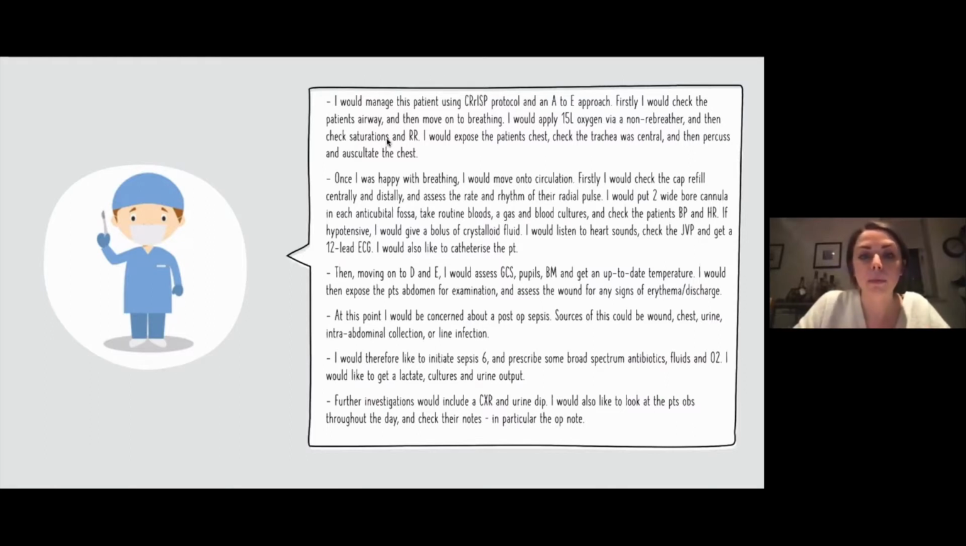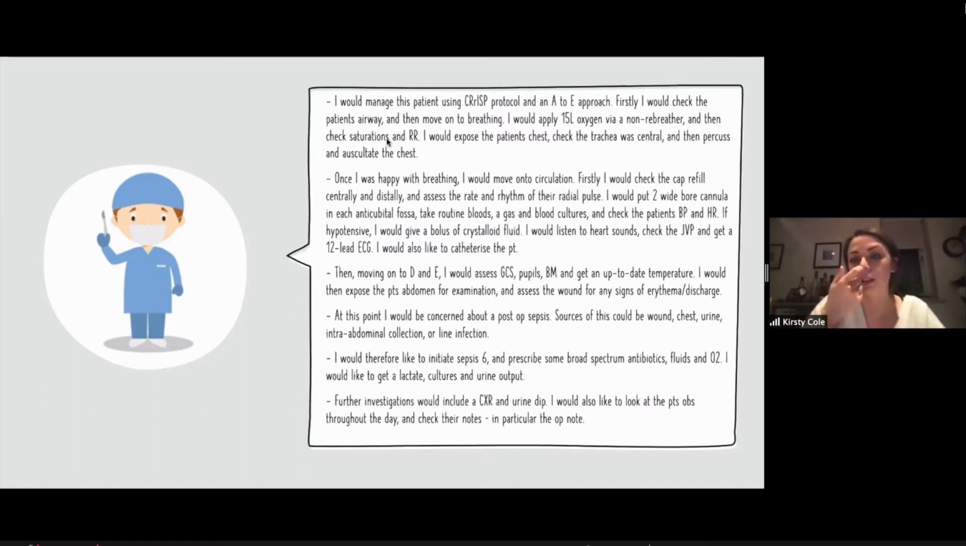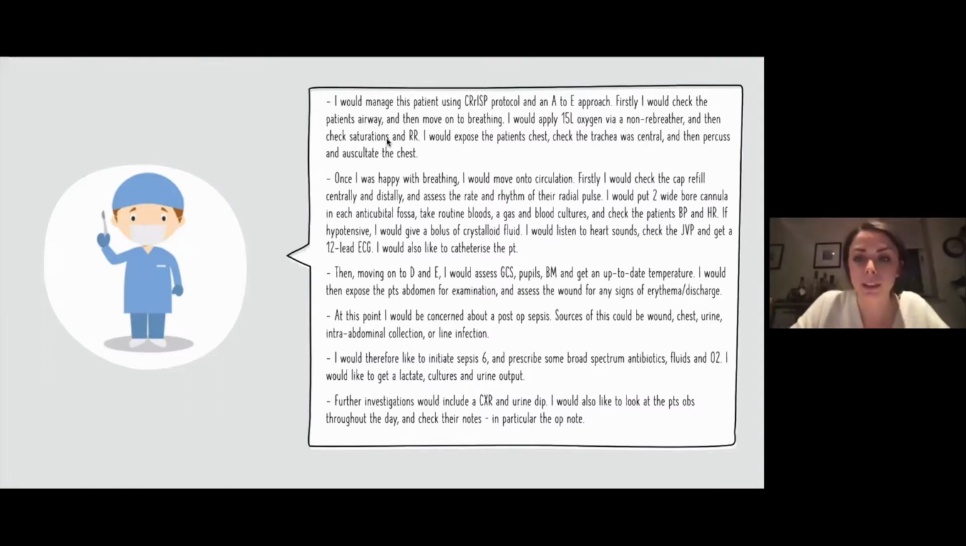Firstly, I would check the cap refill centrally and distally and assess the rate and rhythm of their radial pulse. I would put 2 wide-bore cannulas into each antecubital fossa, take routine bloods, gas and blood cultures, and check the patient's BP and heart rate. If they were hypotensive, I'd give them a bolus of crystalloid fluid. I'd listen to heart sounds, check the JVP and get a 12-lead ECG, and I'd also like to catheterise the patient. I always used to forget that bit.